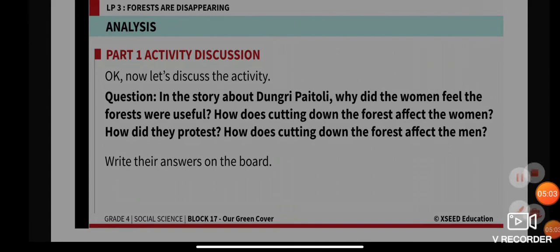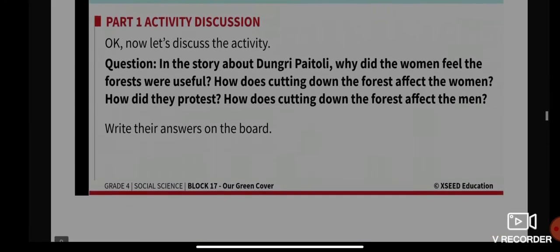So let's get into activity discussion now. In the story about Dungri Paitoli, why did the women feel the forests were useful, how does cutting down the forest affect the women, how did the women protest, and how does cutting down the forest affect the men? I hope you get the question.